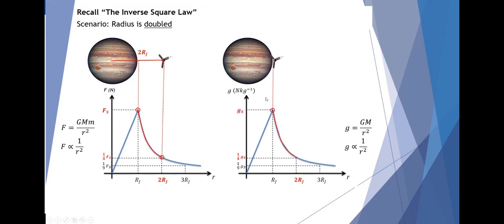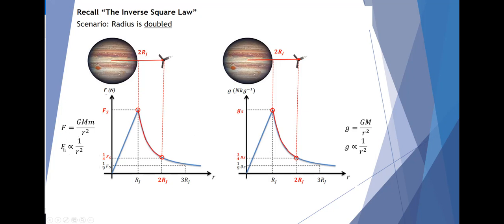Same with the gravitational field strength. The original gravitational field strength at the surface is now 1/4 at double the radius. One radius is from the center of the planet Jupiter to its surface. Double the radius takes it out to double the radius, and the field strength is now 1/4 as well. This is because of the inverse square law.